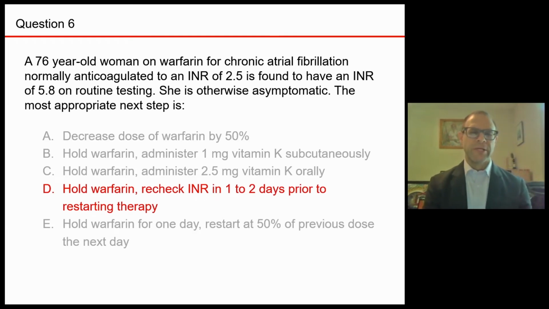So the right answer here is D, holding the warfarin and rechecking INR in 1 to 2 days. This is, I think, a difficult question as well, because all of the answers are pretty good, maybe with the exception of B, since we don't do subcutaneous vitamin K. We can give it IV, we can give it orally, you can give it intramuscularly, but subcutaneous is not really a thing.